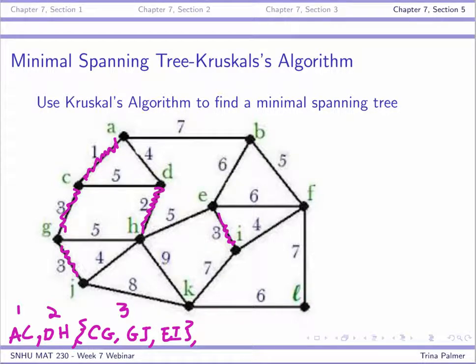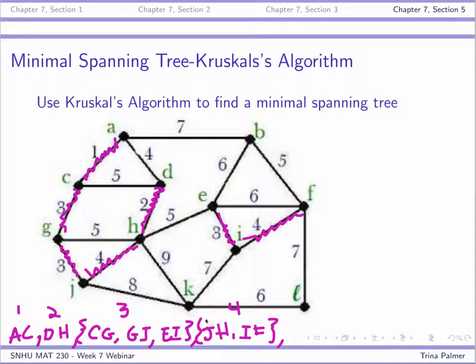Alright, so now I want to use the weight of 4. I have choices again. I need to pick either JH or AD, and just because we picked AD last time, I'm going to pick JH this time. JH, and what is it? IF. So those are weight 4 each.